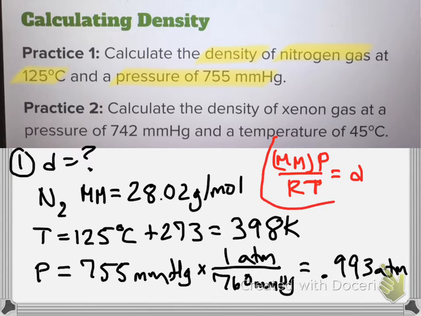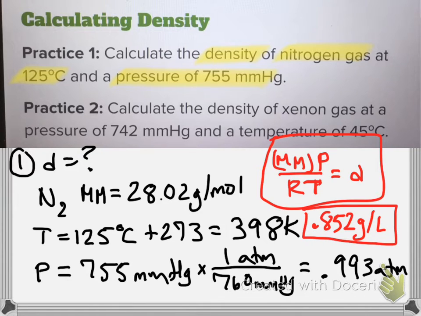Once we have that, we can use our density equation, and we have every single variable except for density. So go ahead and plug in those variables, and you should get that the density is 0.852 grams per liter. The density of gases we measure in grams per liter. And those will be the only units left between molar mass, pressure, our gas constant, and temperature.